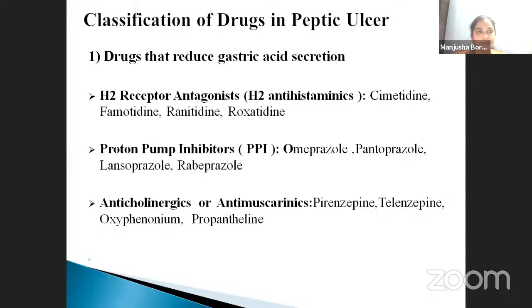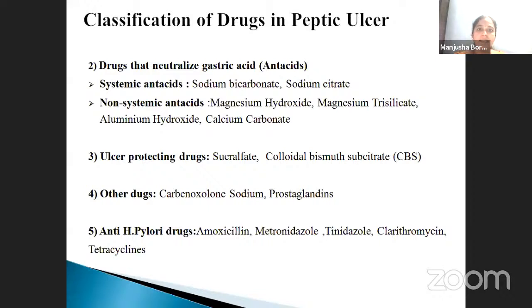All these categories of drugs reduce gastric acid secretion and are helpful in peptic ulcer conditions. We have drugs that neutralize the gastric acid, meaning antacids. We have two types of antacids: systemic antacid like sodium bicarbonate, and non-systemic antacids like magnesium hydroxide, magnesium trisilicate, aluminum hydroxide. Ulcer protective drugs like sucralfate and CBS, colloidal bismuth subcitrate, also produce a protective response on the ulcerative parts. And anti-H. pylori drugs include antibiotics like amoxicillin, metronidazole, tinidazole, clarithromycin, and broad-spectrum antibiotics like tetracyclines.